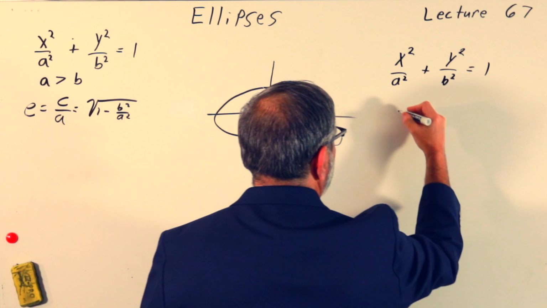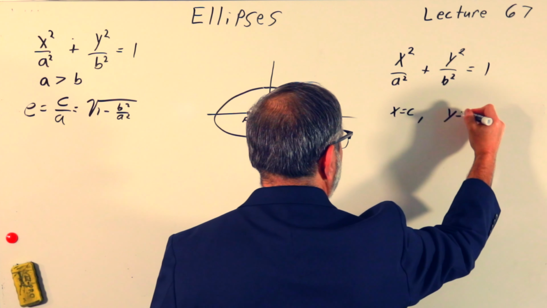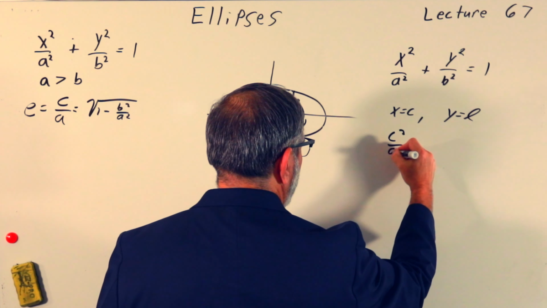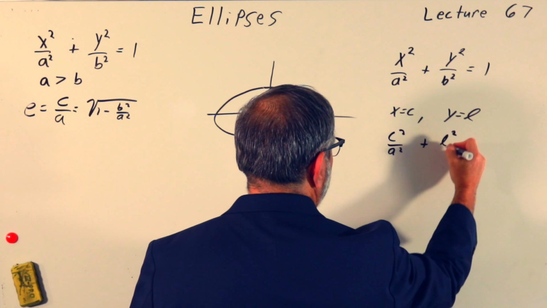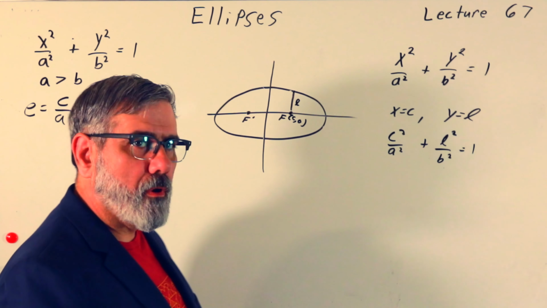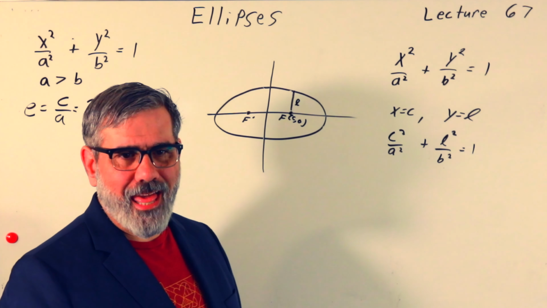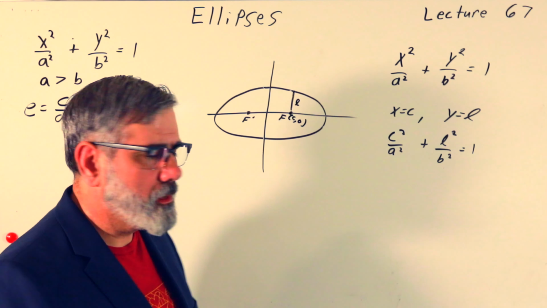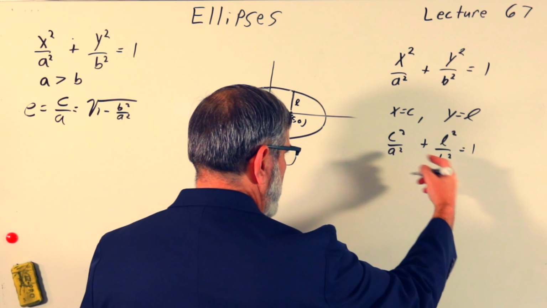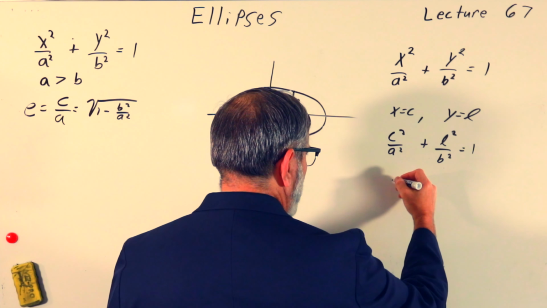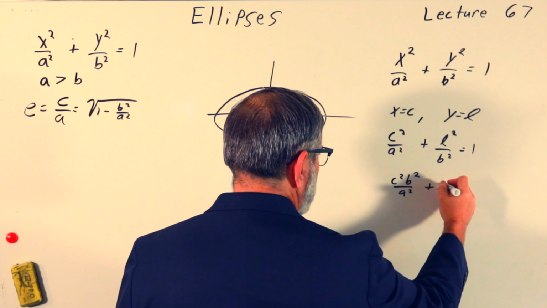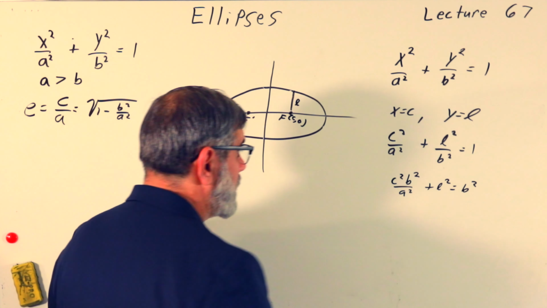ellipse, and we want to let x equal c, and we'll let y equal L. Okay? So what does that give us? That gives us c squared over a squared plus L squared over b squared equals 1. So what I'm going to try to do is derive a formula for the latus rectum, which Newton references. Let's multiply everything by b squared. That will give me c squared b squared over a squared plus L squared equals b squared.